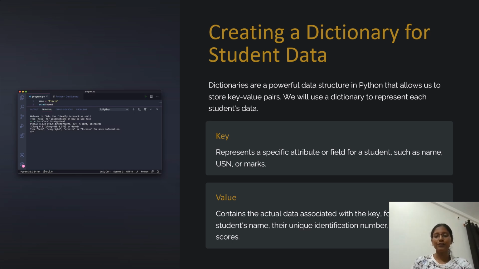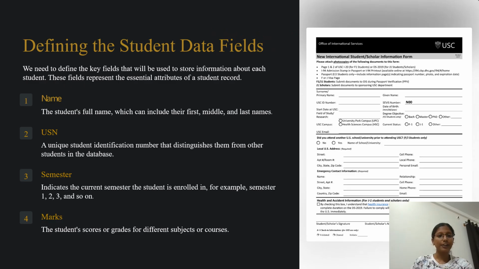Then, creating a dictionary for student data. So this is a dictionary using pandas. Dictionaries are a powerful data structure in Python that allow us to store key-value pairs. We will use a dictionary to represent each student's data. Each key represents a specific attribute or field for the student, such as name, USN, or marks.